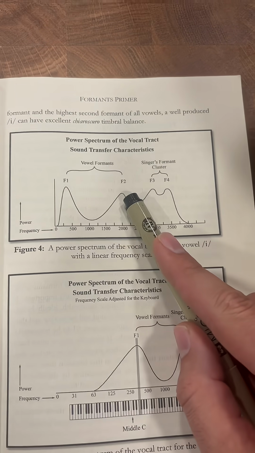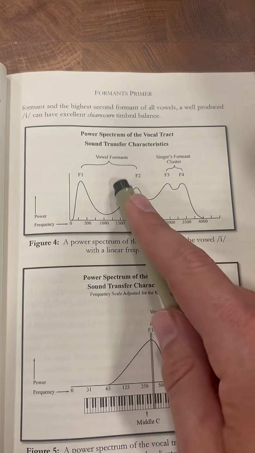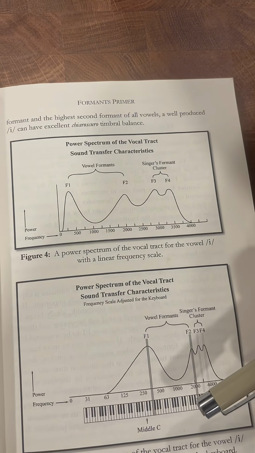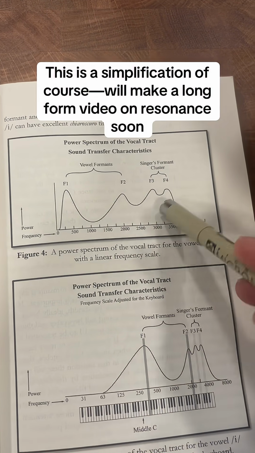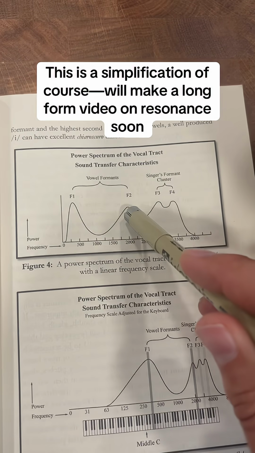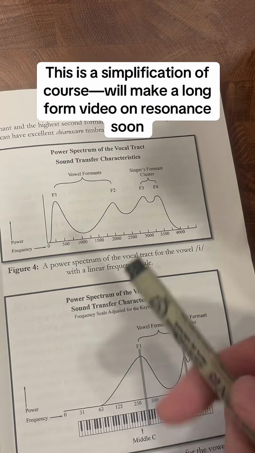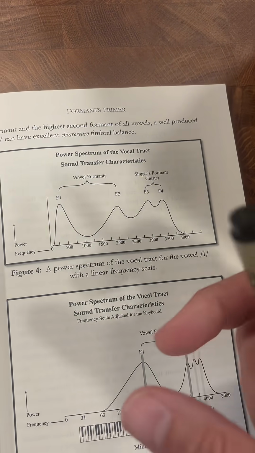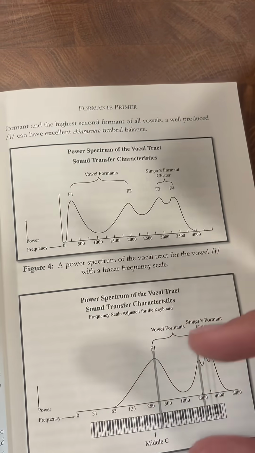F1 and F2 are called the vowel formants, and these are going to be really influenced by which vowels we sing. When we talk about maximizing resonance, we're generally trying to get big spikes here with a pretty big valley between F1 and F2. Generally, how we do this is to drop the larynx, kind of open the top of our throat, but then create a small space into the entryway of our mouth.